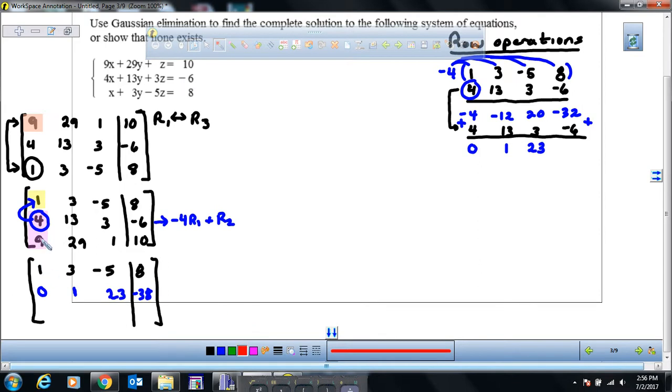Now we're going to do the exact same thing. Now we want to make this 9 into a 0. To make it a 0, we need to add it to the equation that we made into a 1, which is the first equation also. So let's add the first equation to the third equation. So 1, 3, negative 5, and 8 is going to be added to 9, 29, 1, and 10.